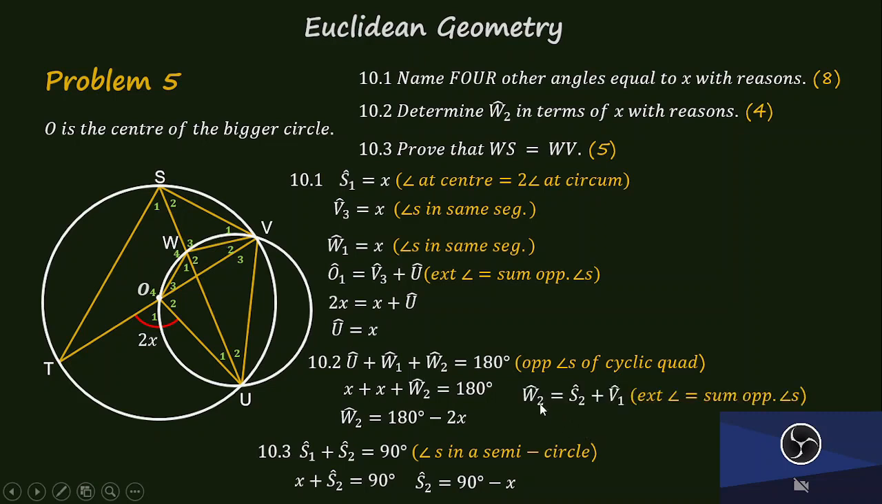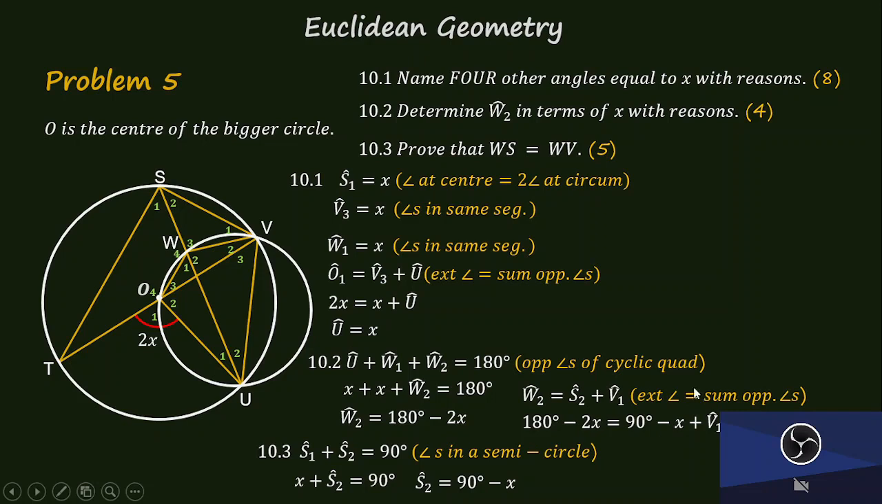So it's w2 equals s2 plus v1: the exterior angle equals the sum of the opposite interior angles of a triangle. We have values for w2, we have values for s2, we don't have a value for this, and then we can simplify and find that v1 is also 90 degrees minus x.